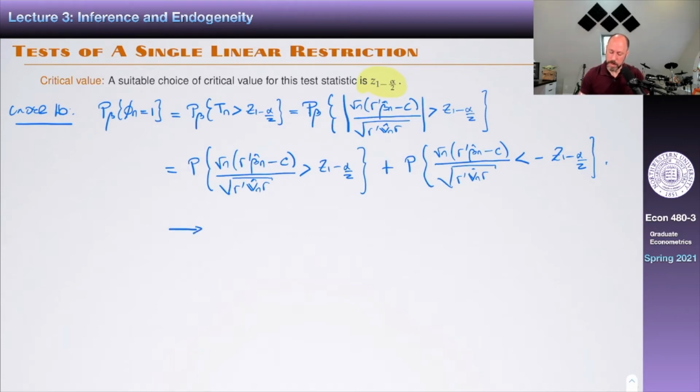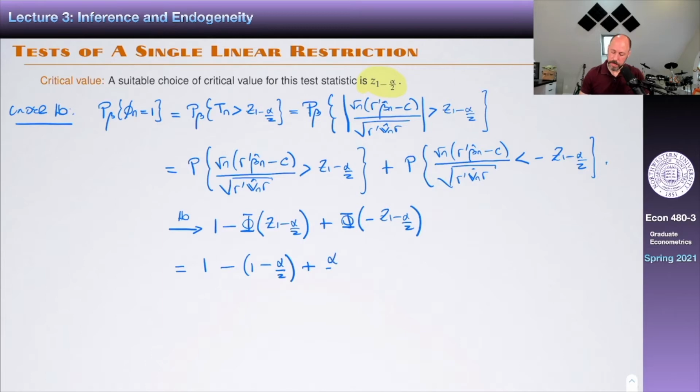Now, this converges again under the null hypothesis to 1 minus the CDF of a normal at c_{1-α/2}, plus the CDF of a normal at negative c_{1-α/2}. And this is equal to 1 minus alpha over 2, plus alpha over 2. And this is alpha.